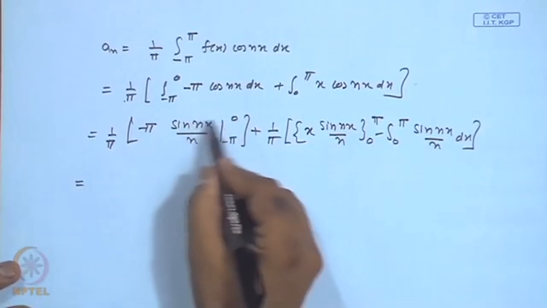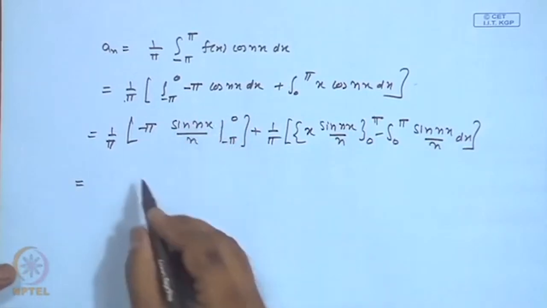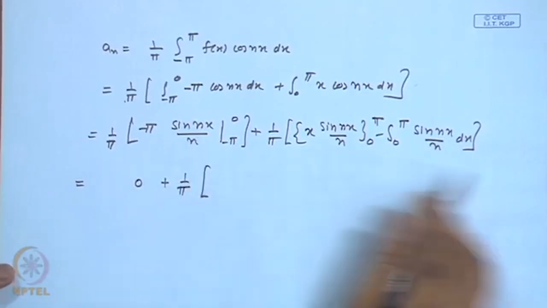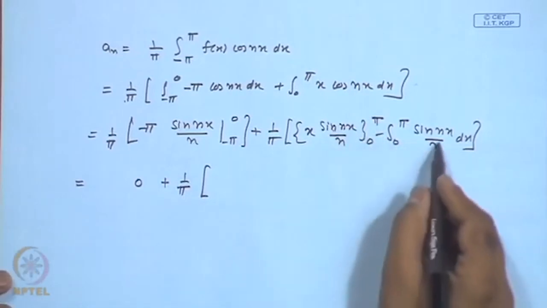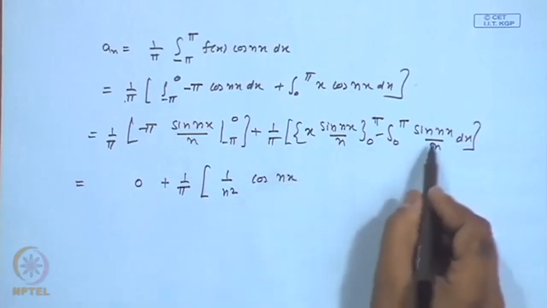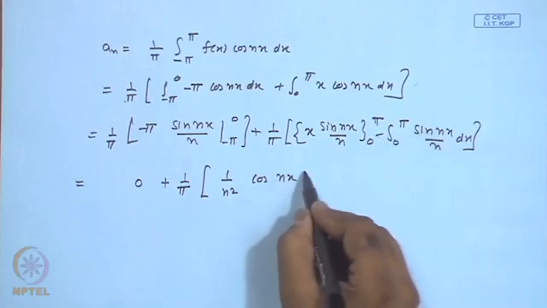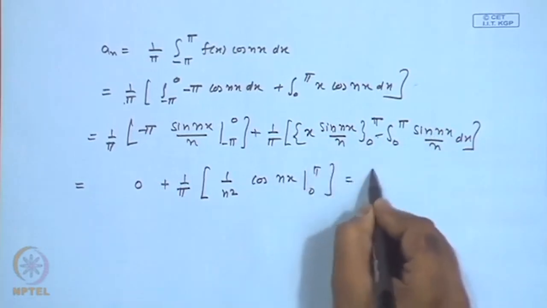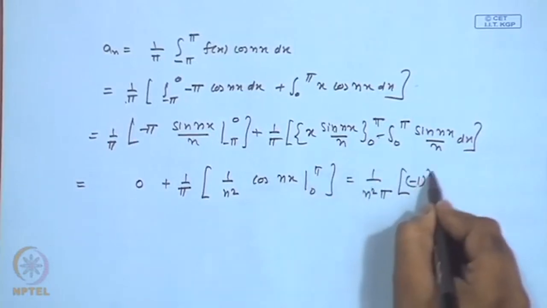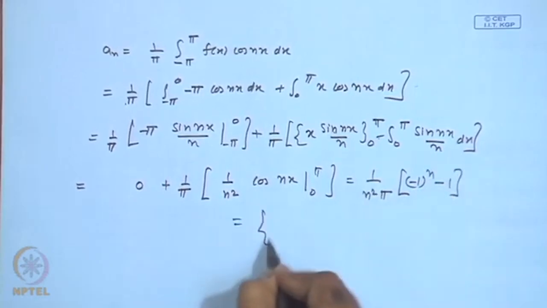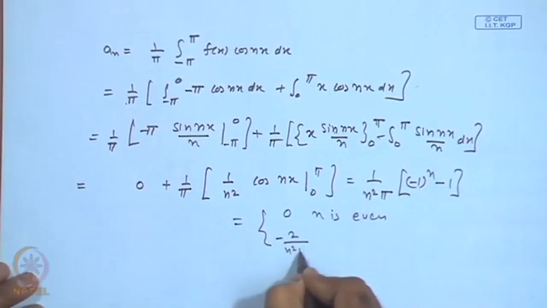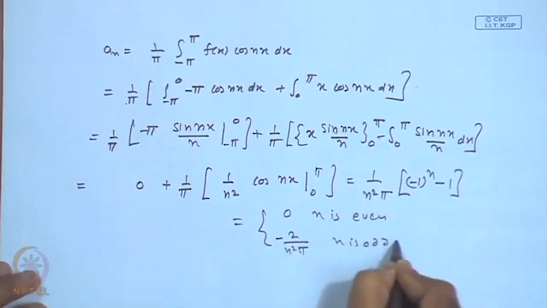So, here when we put 0, sin 0 is 0, and then sin of pi is also 0. So, this is 0, and then we have 1 over pi. Here again we have this from 0, and we will get this 1 over n square and cos nx, this minus will be plus, and we have 0 to pi. So, we have 1 over n square pi, and then the cos n pi, that is minus 1 to the n, minus 1. So, this is 0 when n is even, and minus 2 over n square pi if n is odd.